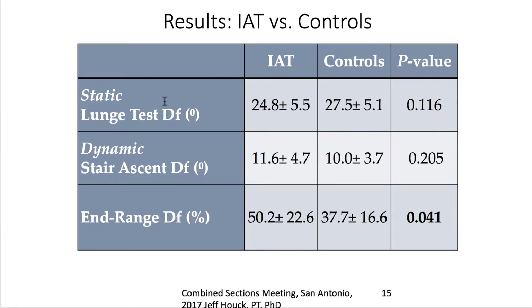Okay, here is a chart of the static lunge test dorsiflexion, the dynamic stair ascent, and end range dorsiflexion. So there were no differences during the motion with peak dorsiflexion during the step. There's the values, but there was a difference between the percent end range dorsiflexion used in the IAT and the controls. They used nearly 13% more of their available range of motion, suggesting it may be more important to stop impingement, or the part of the motion that they're using during movement, than it is to try to increase their tendon length.